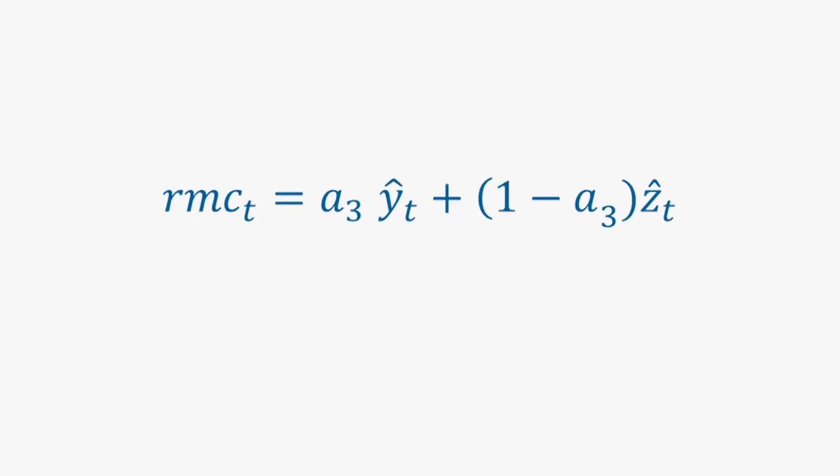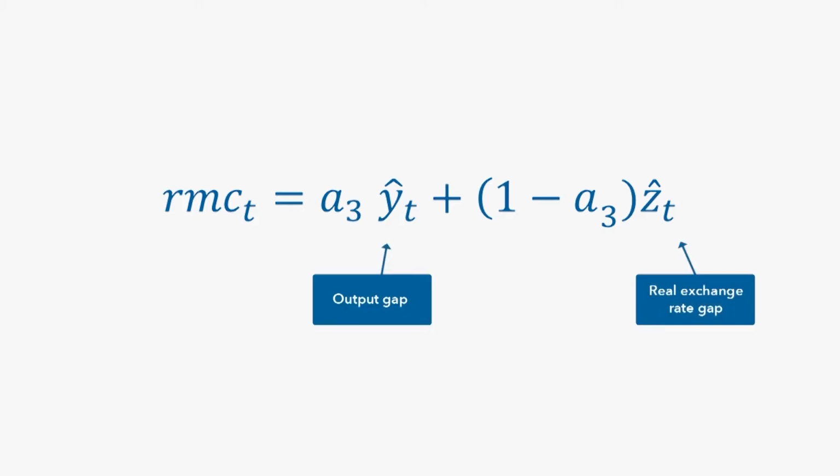Let's have a look at the real marginal cost index in greater detail. This index is a weighted average of two gap variables, the output gap and the exchange rate gap. We note the following. The components of the index are gaps, the deviations of variables from their equilibrium or long-term trends. It also implies that when the output gap and the real exchange rate gap are closed, their values are at zero. There are no extra inflationary or deflationary pressures associated with costs.